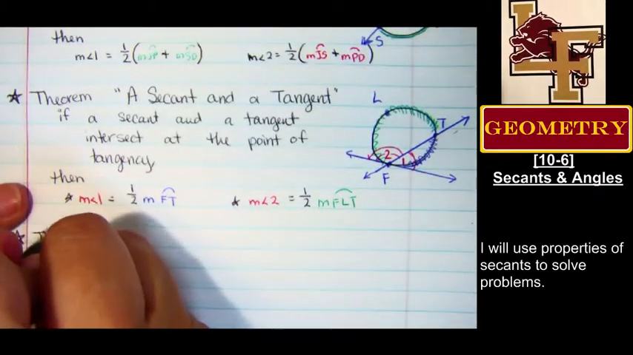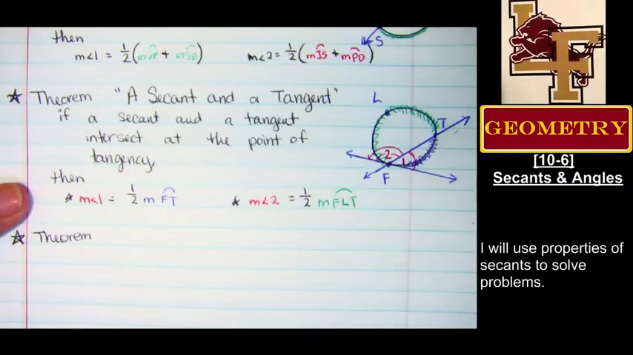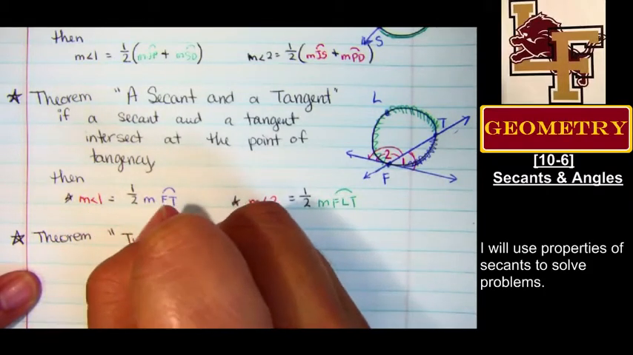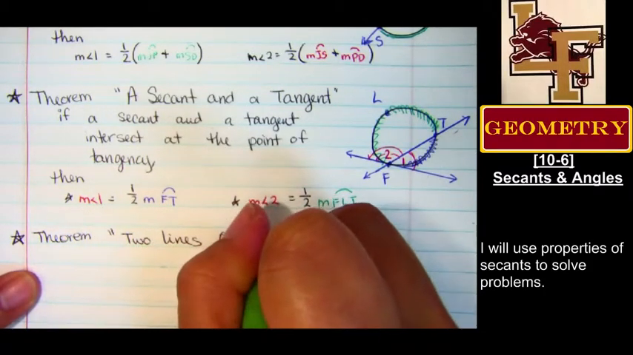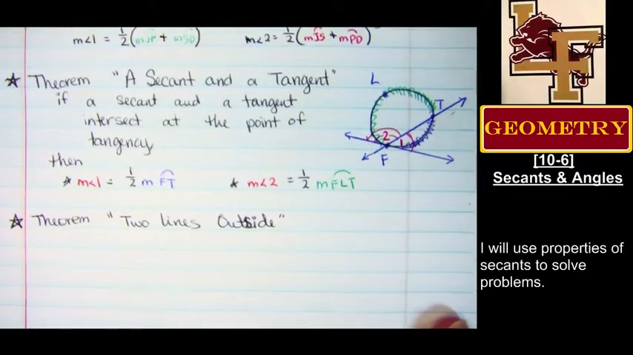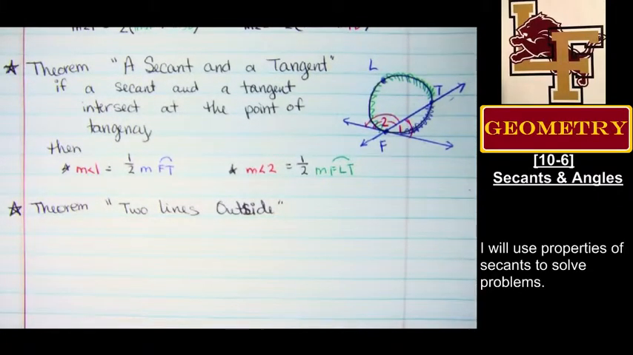Our last theorem, I'd like to name 2 lines outside. 2 lines outside is what I'd like to nickname this theorem. He's imagining that we've got a setup where there's 2 lines. Maybe they're both secants. Maybe one is a secant and a tangent. Maybe they're both tangents. But their intersection is definitely located outside the circle. And when we have that setup, we've got a different formula.